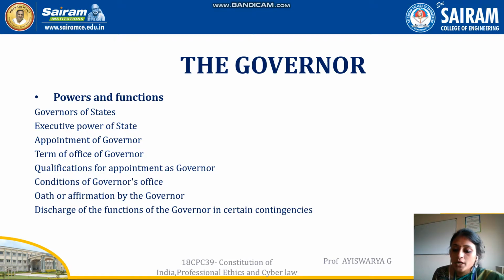Until the chief minister takes over the charge, the governor will take over all the responsibilities, and the governor will approve the rules of business of the government of the state, which will be regulated by law. So these are all the powers and functions of the governor.